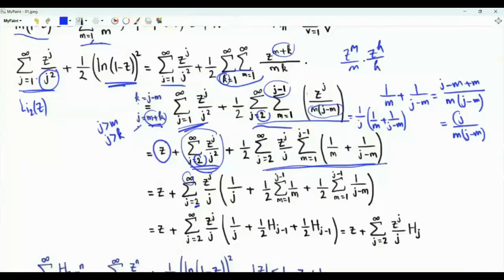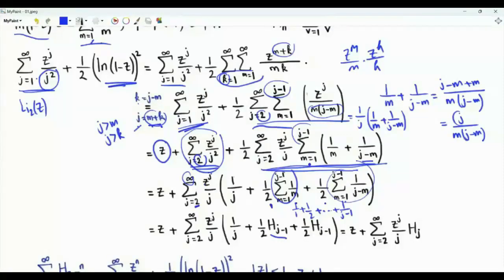To get this guy here, we need 1 over j, so that we get z to the j over j squared. Then from here, we have 1/2 summation m from 1 to j minus 1 of 1 over m. Then we have 1/2 summation m from 1 to j minus 1, 1 over j minus m. Note that this sum is 1 over 1 plus 1 over 2 all the way to 1 over j minus 1. This is by definition the harmonic number H_{j-1}.